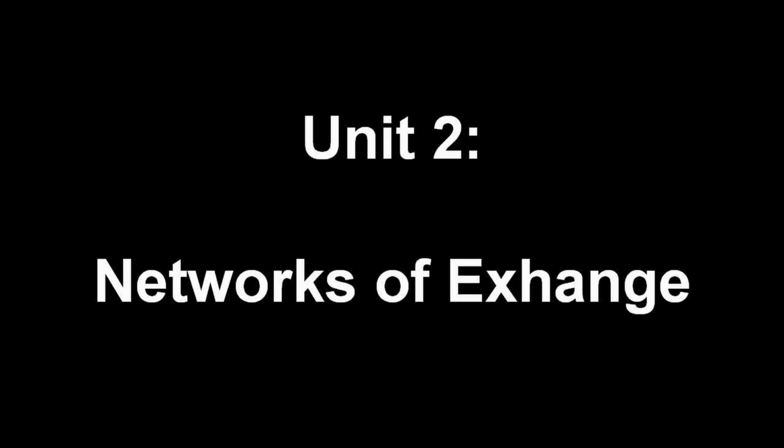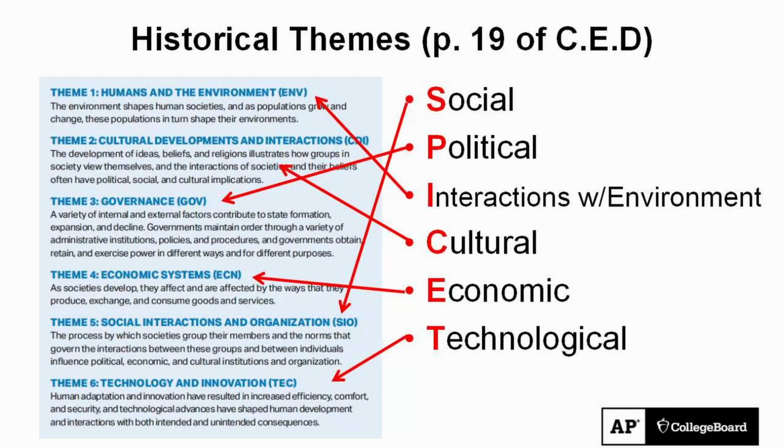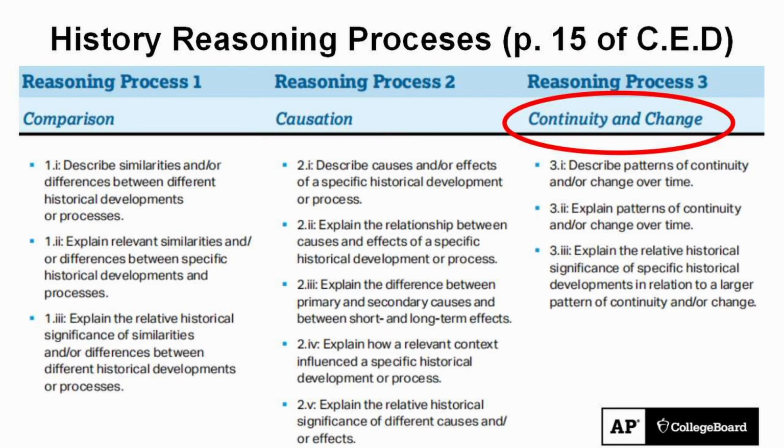And today's video is a special review lesson for Unit 2, Networks of Exchange. As always, we'll be using the CED as our guide. We'll begin with the historical thinking skill of comparison. And as always, we'll be using the 6 historical themes as our framework. And along the way, we're also going to be covering the other thinking skills of causation and continuity and change over time. Let's start with a comparison of our 3 main trade routes: Silk Roads, Indian Ocean, and Trans-Saharan.